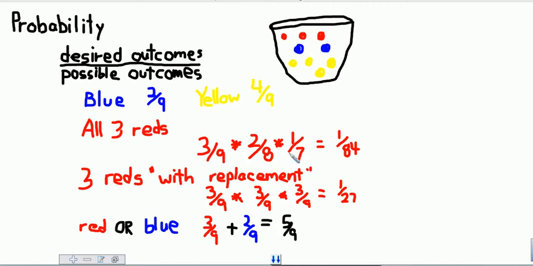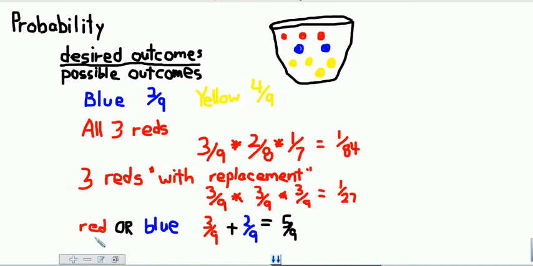Now when we do AND probabilities, I want the probability the first one's red and the second one's red and the third one's red. I multiply those probabilities together. So that gives me a probability of 1 out of 84. Now, what if I put the marble back every time? I draw a marble, put it back, draw another marble. The probability then that I get all red ones there with replacement, I'm replacing the marble in between, is 3 out of 9 times 3 out of 9 times 3 out of 9, which gives me 1 out of 27. A lot greater chance of getting 3 red marbles if I put the marble back every time.